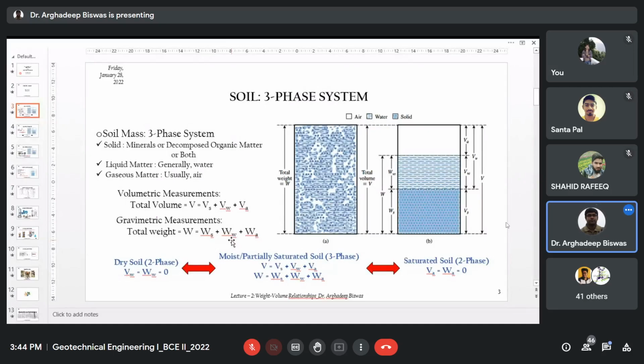Okay, so this is all about weight and volumetric measurement, which is associated with a three-phase system, that is a soil. Right. Now in our surroundings, mostly what we find is soil as a three-phase system, that is it contains air, water as well as solid. Now, a situation may happen when you can have.